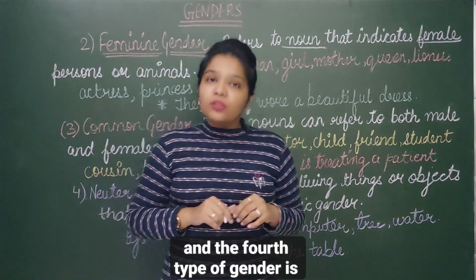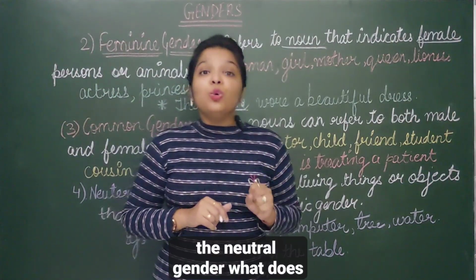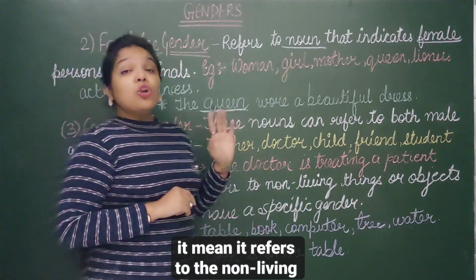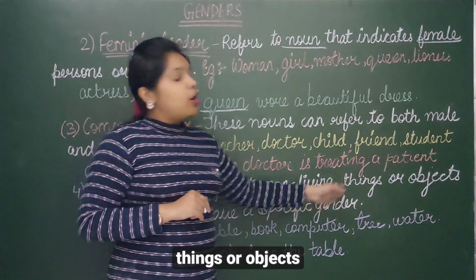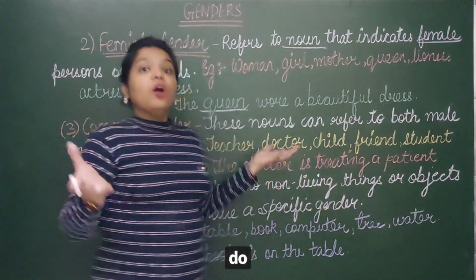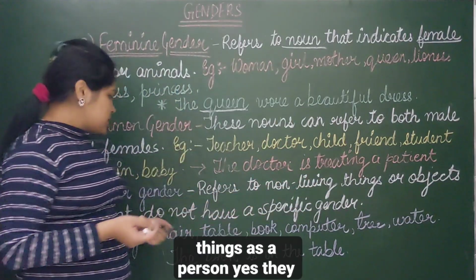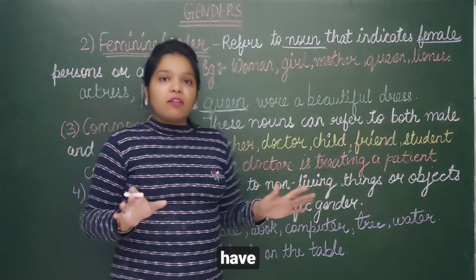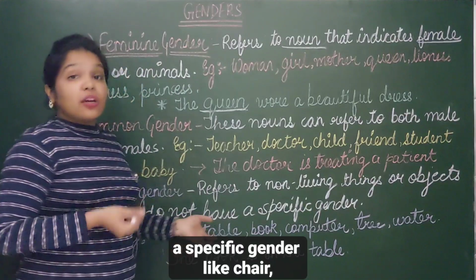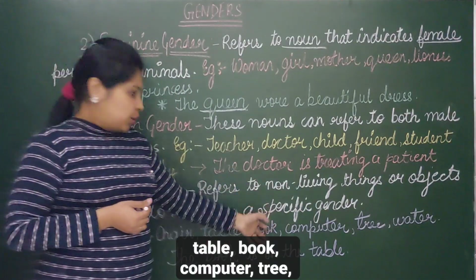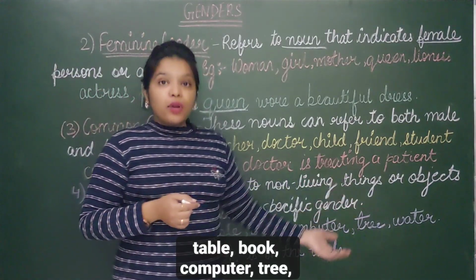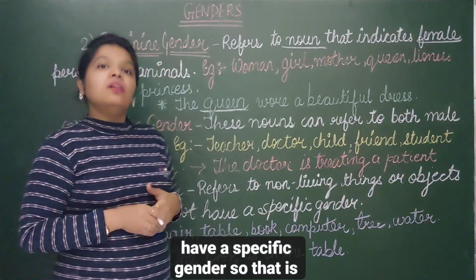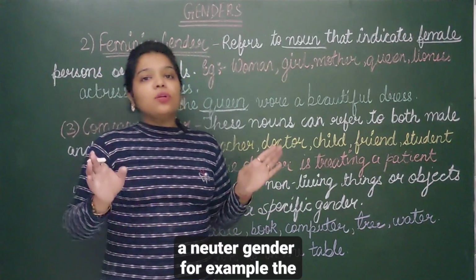Last and the fourth type of gender is the neuter gender. What does it mean? It refers to the non-living things or objects which do not breathe. That is non-living things. Yes, that do not have a specific gender, like chair, table, book, computer, tree, water, mountains. They do not have a specific gender. So that is a neuter gender.